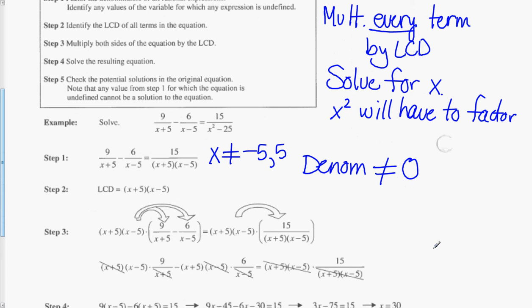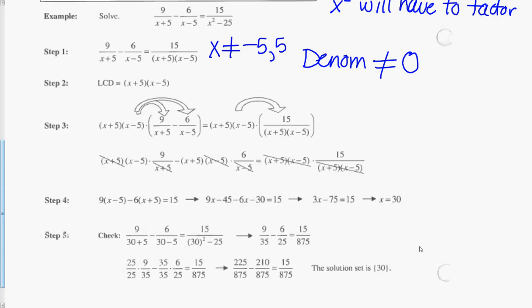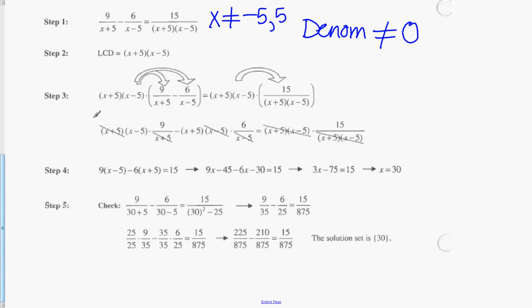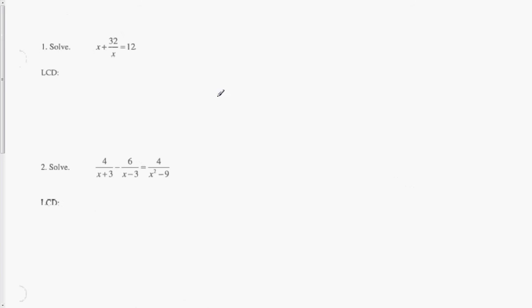So I'm going to look down at the bottom. They got a 30 for an answer, so 30 is okay to use. Because if I had gotten a negative 5 or a 5, I would have had to have thrown it out. Okay, so let's do some examples on the next page.